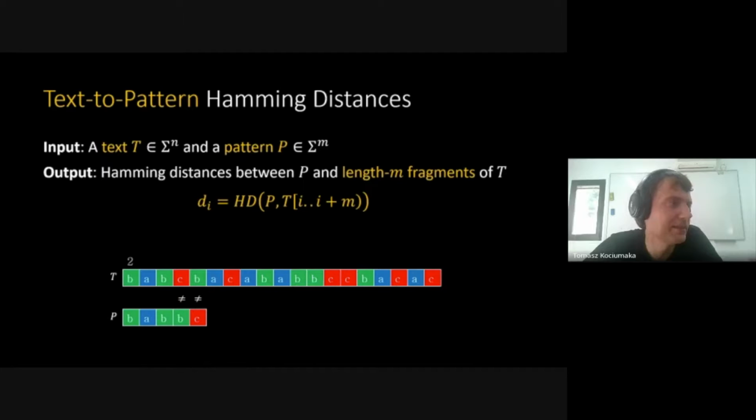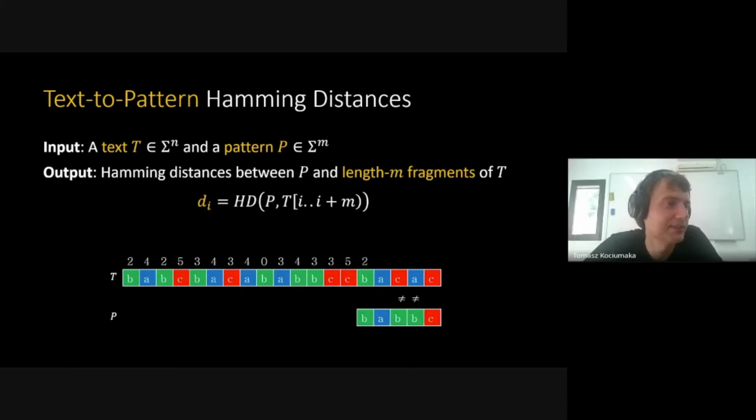And here is an example. So the first element of the sequence is the distance between the pattern and the prefix of the text. It's 2 in this case. For the next fragment, the distance is 4. Then it's 2. And in a similar fashion, we can construct the whole sequence D_i up to the distance between the suffix of the text and the pattern.